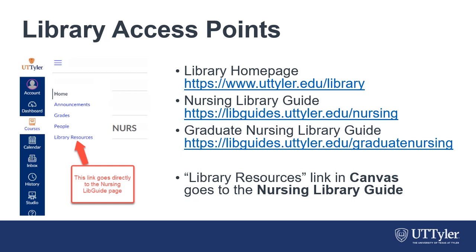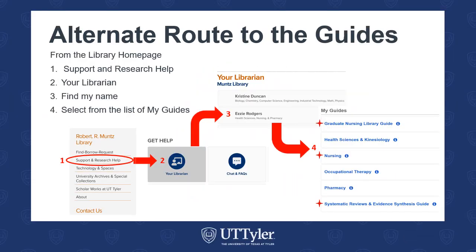Of course, in your Canvas, there is a link that says library resources, and just so you know, that takes you directly to the nursing library guide. Know that if you find yourself having to do a Google search for UT Tyler Library or Robert R. Muntz Library, you can get to the guides from there. I'm not going to go step by step on this slide. It's more here for your reference. And you will see me go through this process a couple times throughout this video.